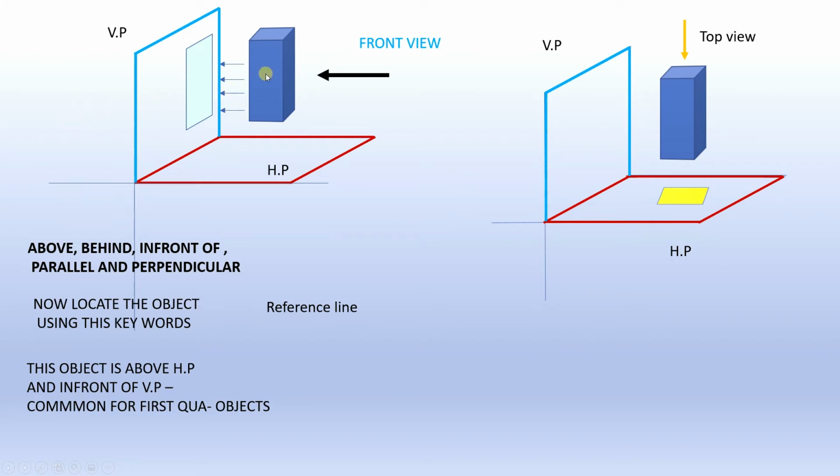If it is in the second quadrant, this object will go here, and at that time you have to use the word behind the VP. So here there is no doubt, it is in front of VP and just above the HP plane. There is no doubt, right? And you check: if I ask about the longer edge, or longer face, is this longer face parallel to VP or perpendicular to VP?